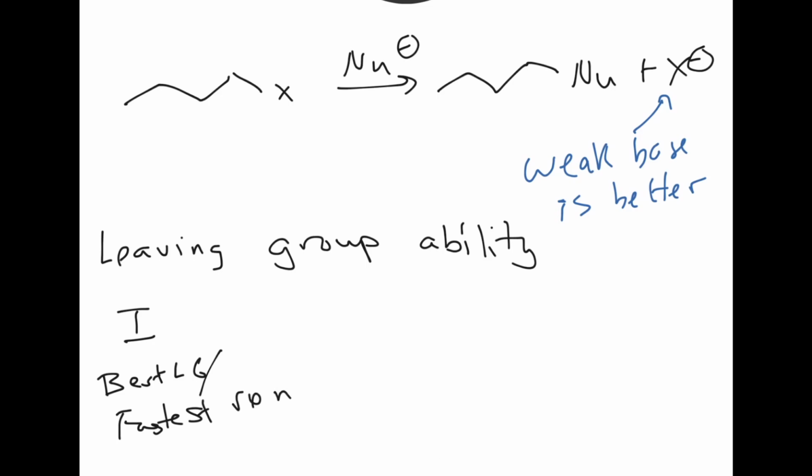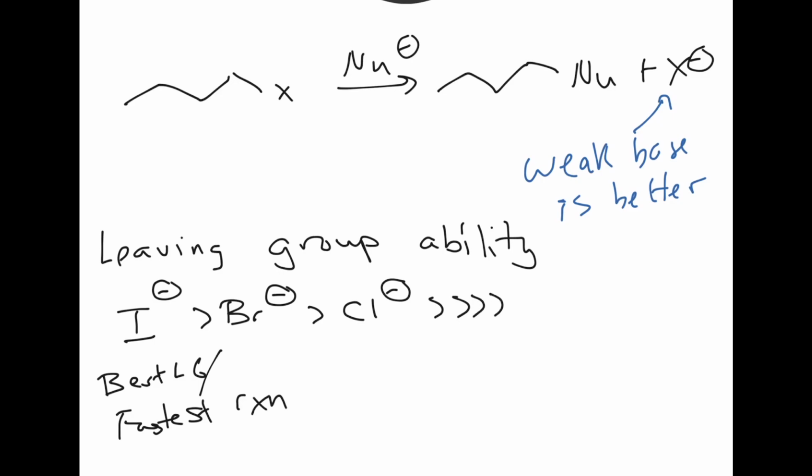So iodide, or you can leave it as I minus, is our best leaving group. This is our fastest reaction. When you have iodide as your leaving group, that's when the reaction is the fastest, because I minus is the weakest base that you're going to make of your halides. Then you have bromine. Then you have chloride, which is a big gap, super big gap. Then you have fluorine.